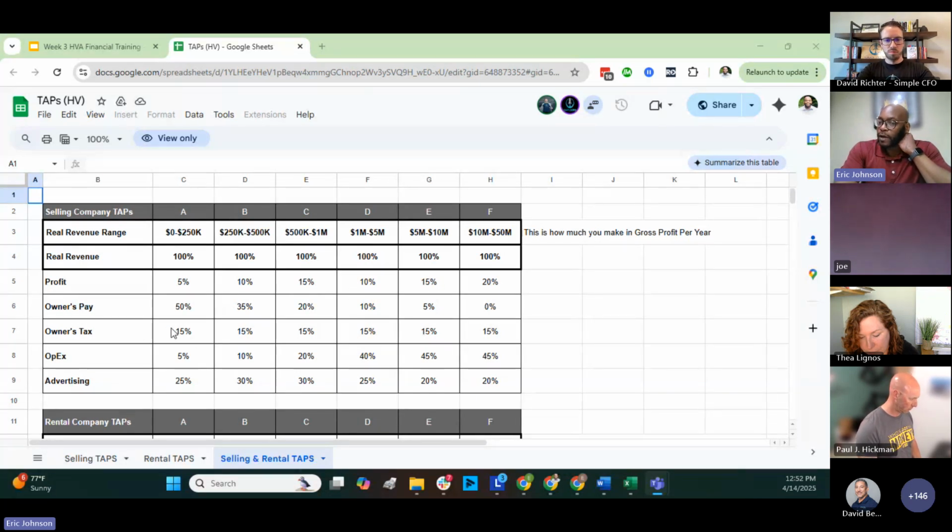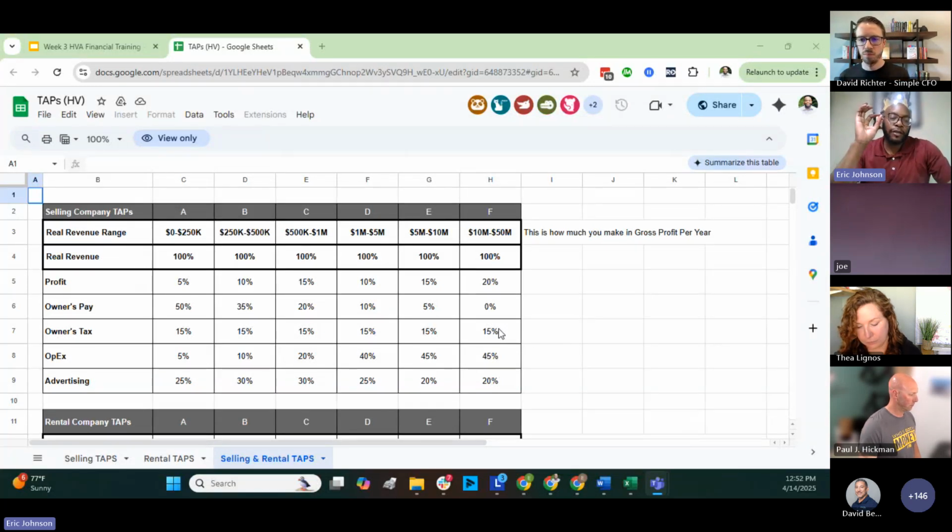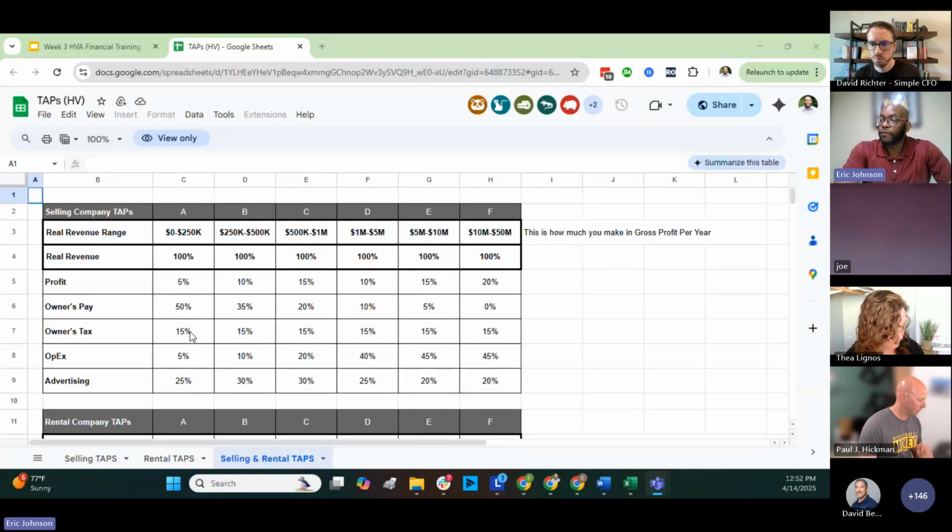Another question that I will try to preempt in case someone's wondering: why is it that taxes is only 15% when most tax brackets are much higher than 15%? The thing that you should remember is that you're taxed on your net profit, but when we set aside for your taxes, we're basing this off of real revenue.